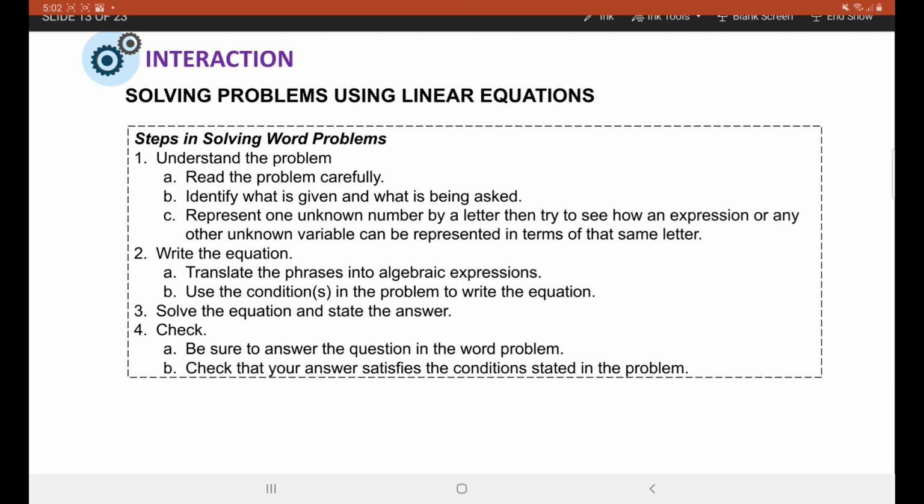Number 2, write the equation. Translate the phrases into algebraic expressions, and use the conditions in the problem to write the equation. Number 3, solve the equation and state the answer. And number 4, check the solution. Be sure to answer the question in the word problem and check that your answer satisfies the conditions stated in the problem.